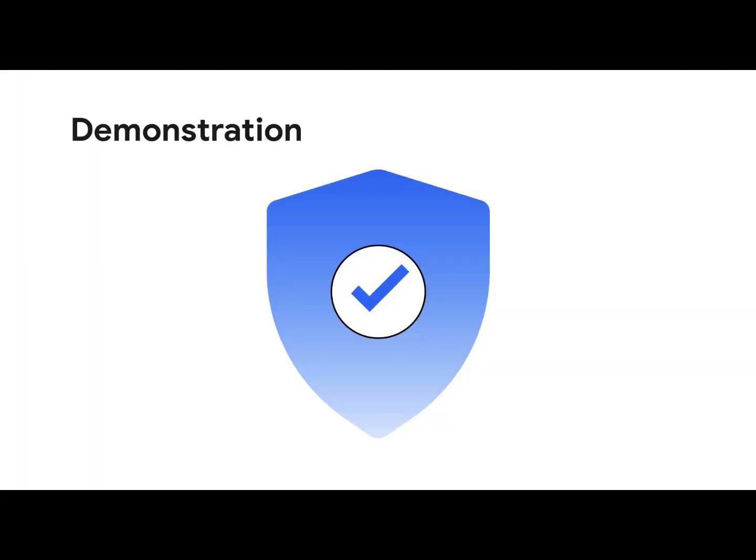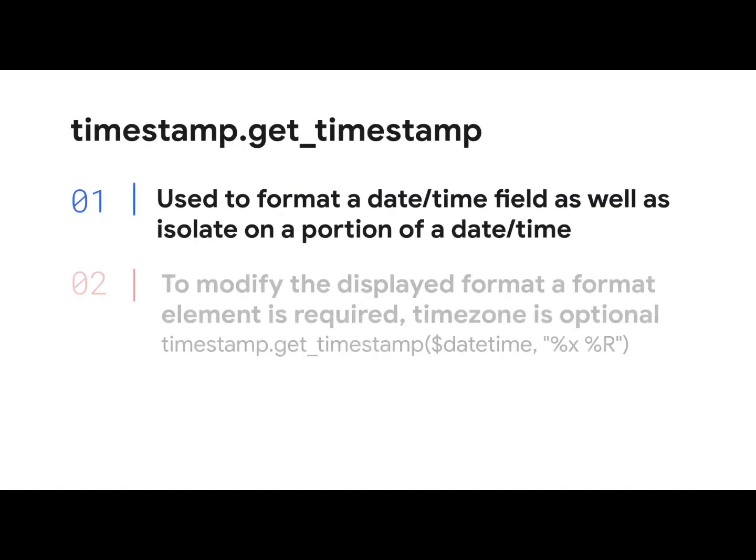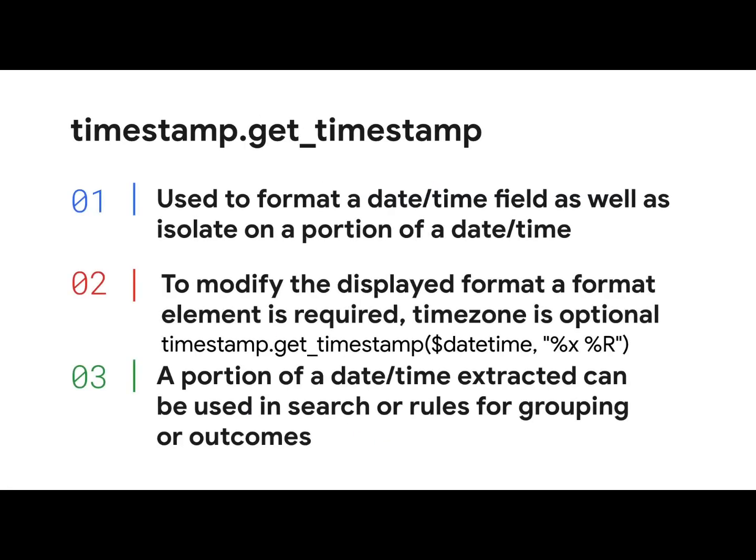These concepts can also be applied to rules. The timestamp.getTimestamp function provides us the ability to take a timestamp value, extract portions of the date or time, as well as change the formatting for display purposes to more easily work with our data sets when hunting, building detections, or developing reporting. This function accepts up to 3 arguments: the field or variable with the timestamp, the format we want the timestamp to appear in, and the time zone. The time zone is always optional and will default to GMT.